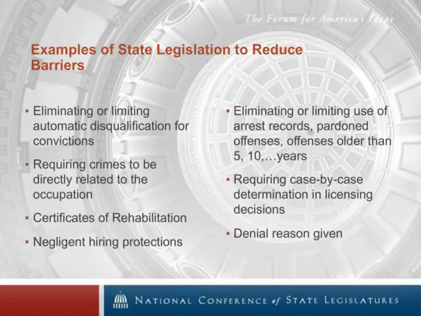We've also seen states implement the use of certificates of rehabilitation or employability. These laws authorize courts or parole boards to issue certificates as proof of rehabilitation and to allow some licensing disqualifications to be lifted. More than a dozen states have such certificates. Finally, a few states are addressing the use of older convictions and arrest records. Currently, 4 states limit the use of older records, and in 6 states, the use of arrest records is prohibited or restricted in licensing decisions.